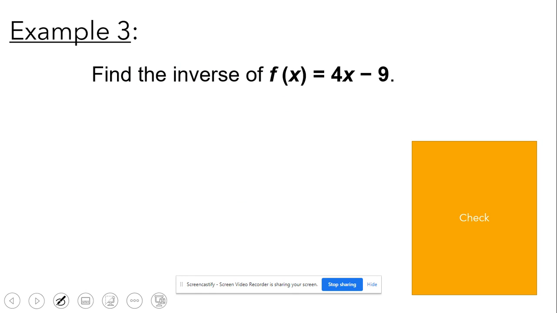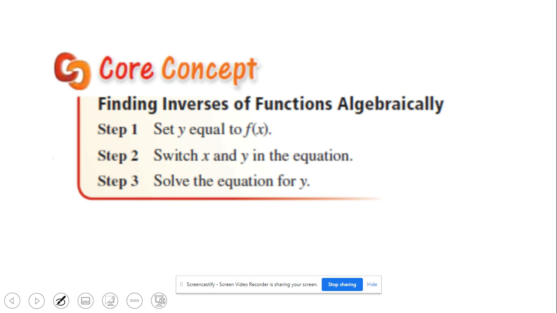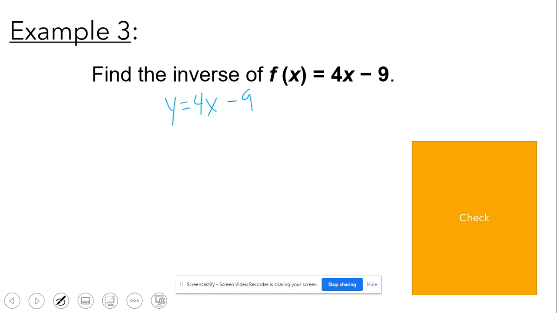So let's find the inverse of this function. So we have y equals 4x minus 9. So we've now done step 1 where we've set y equal to f of x. And now we're going to switch x and y in the equation. So x equals 4y minus 9. And now we're going to solve for y.